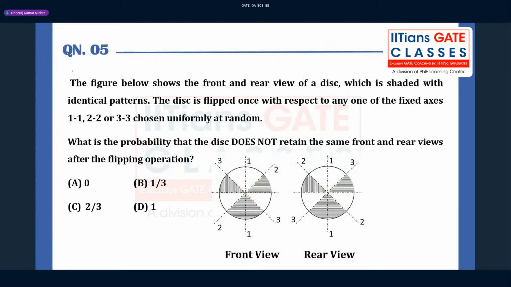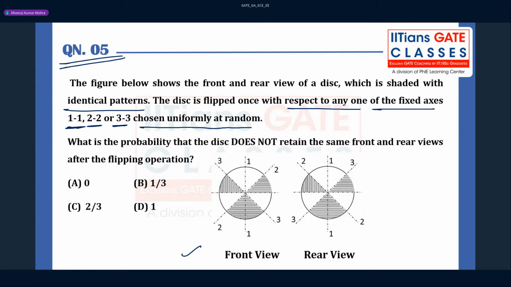Question number 5. The figures below show the front and the rear view of the disk. They have given this kind of a disk here, right? Front view and rear view of the disk, which is shaded with an identical pattern. They have given some shaded pattern here. The disk is flipped once with respect to any one of the fixed axes, like 1-1, 2-2, and 3-3, chosen at random. So you have to flip it randomly.